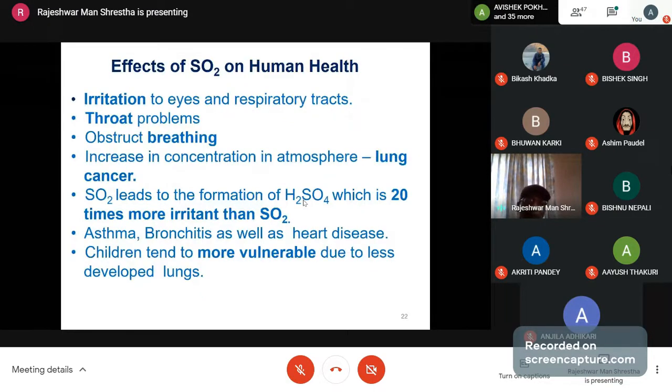Now, the effect of SO2 gas on human health: in addition to the eyes, respiratory tract, and throat problems, there is difficulty in breathing as the concentration in the atmosphere increases. Then when SO2 gas increases, it will cause lung cancer, similarly.